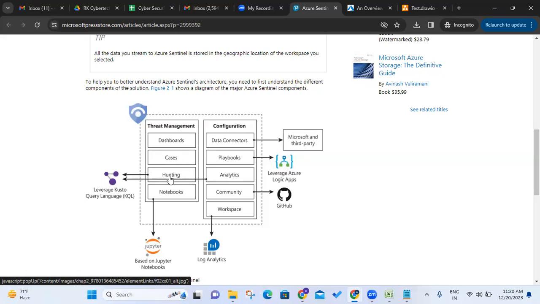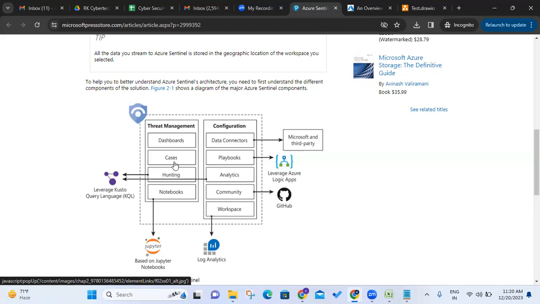Clear now? For deeper investigation, maximum we can see everything as part of cases itself. In case you are not able to get the full-fledged information in the alert notification or case, then we have to go to the hunting part and give a couple of queries. Which queries will it support? KQL queries, Kusto Query Language. Any doubt in the hunting part?